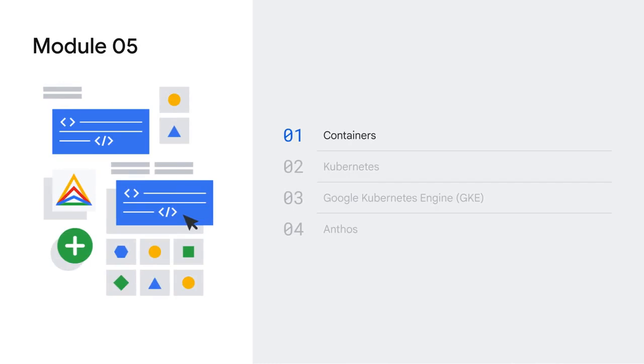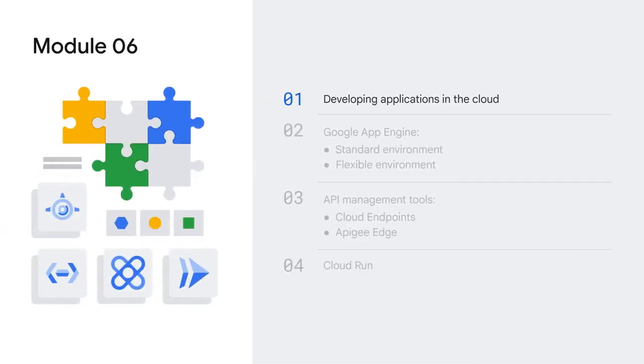In Module 5, you learnt about containers, which are invisible boxes around your code and its dependencies. You were introduced to 3 container-based products: Kubernetes, an open-source platform for managing containerized workloads and services; Google Kubernetes Engine, GKE, a Google-hosted managed Kubernetes service in the cloud; and Anthos, Google's answer to modern hybrid and multi-cloud distributed systems and services management. In Module 6, the focus was on developing applications in the cloud.